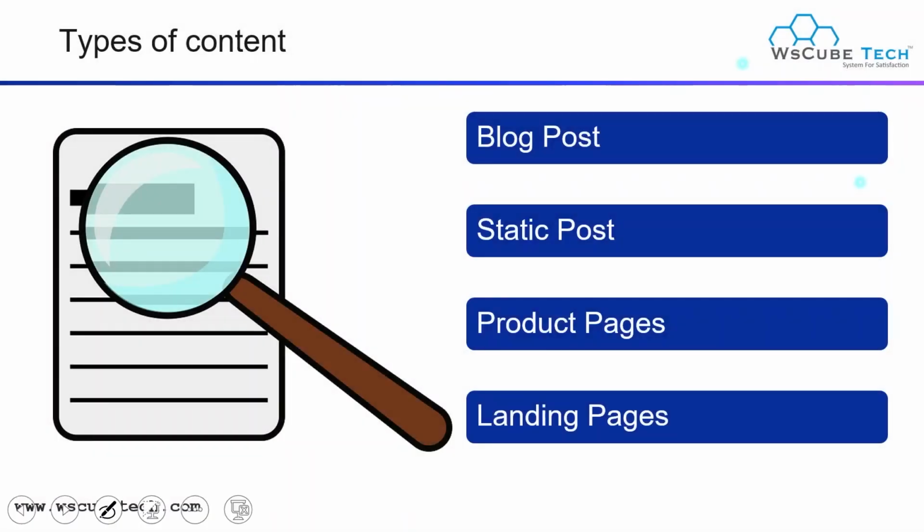So before starting with your content optimization, let's understand what are the types of content available in your website. Let's start with the first one, that is your blog post. That is the most widely used format. That can be in the form of articles, list, how-to guide, press release, or any journal information. The next one we have is your static post. Static post means the content found on the static pages of your website, like your About Us page, Contact Us page. These are your static posts.